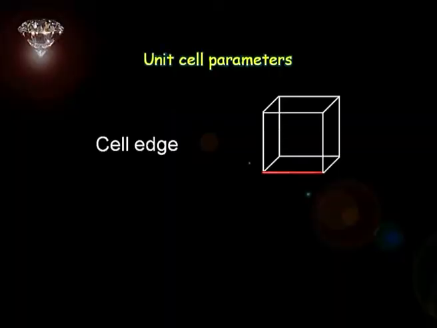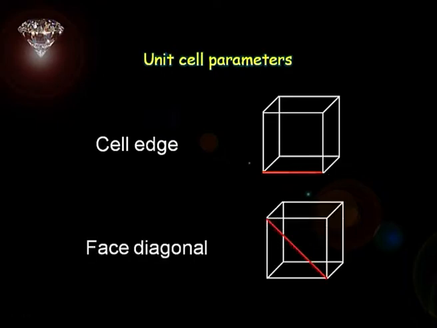Let us move further, and just for the sake of it, let us try to define the cell parameters, because these terms will come very often to you. The first one is called the cell edge. Cell edge refers to, suppose you have a cubic unit cell, this is what is called the edge. That means, the edge of the cube is the so called cell edge in our case here.